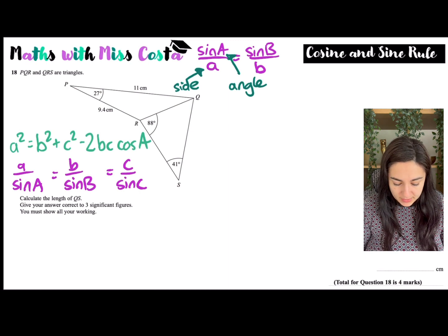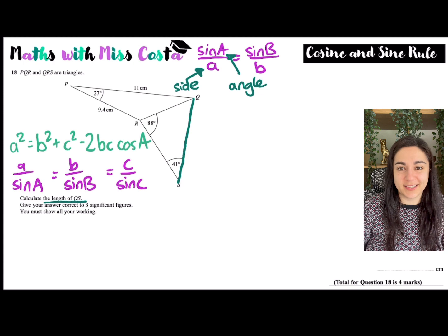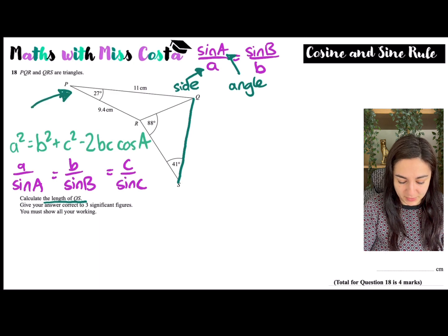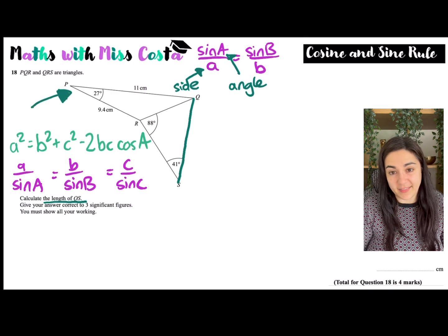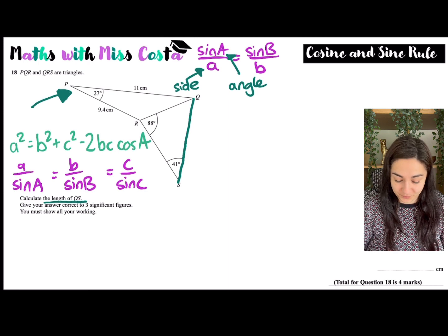So PQR and QRS are triangles, and you need to calculate the length of QS. Okay, so this is our ultimate aim. So generally when you're given two triangles, you're going to start with the triangle that you don't want the end result to be on. So we're going to start over here, because normally you work on this, you figure something out, and then you use that for your next triangle. So we have been given a nice angle over here and two sides, which is really nice.